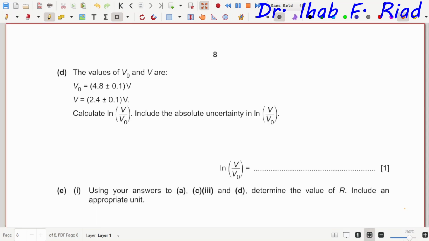The values of V0 and VR, we are given those values. Calculate ln V over V naught. Include the absolute uncertainty in ln V over V naught. Okay, let us first calculate ln V over V naught. So it is going to be ln, V is 2.4 and V naught is 4.8. Okay, we do the math.